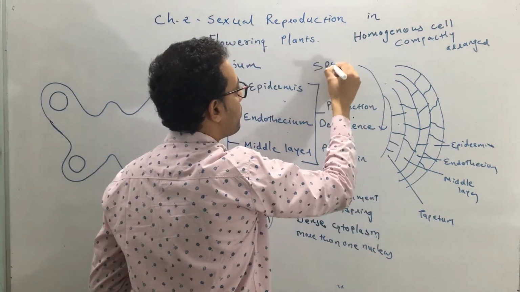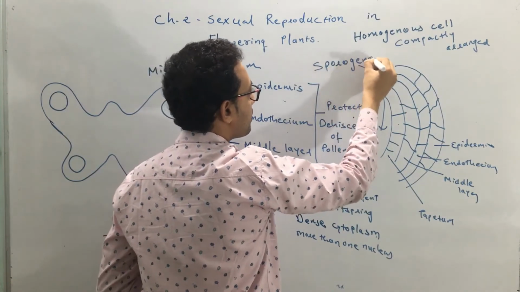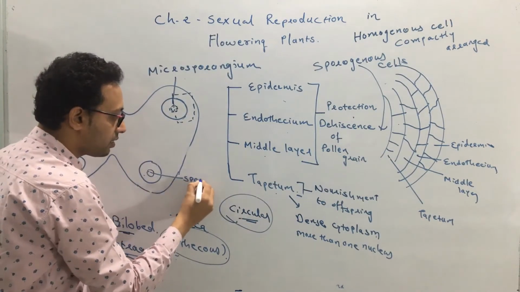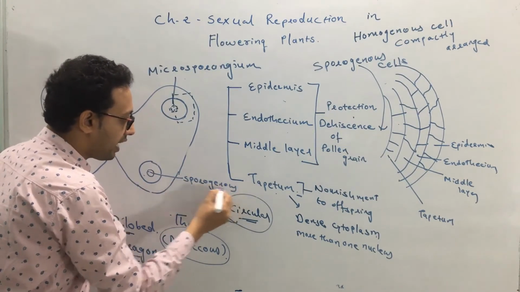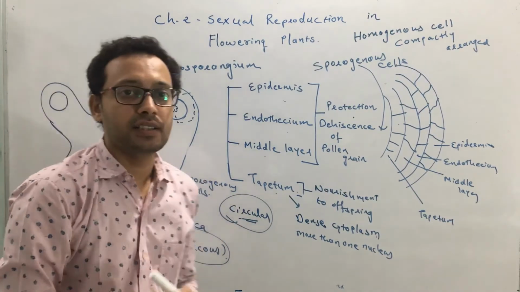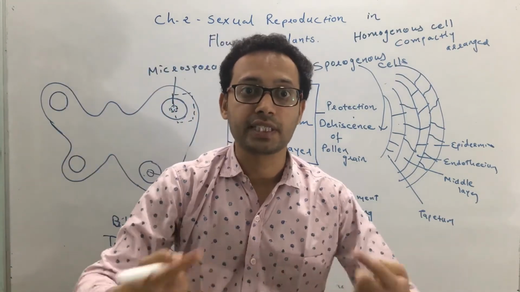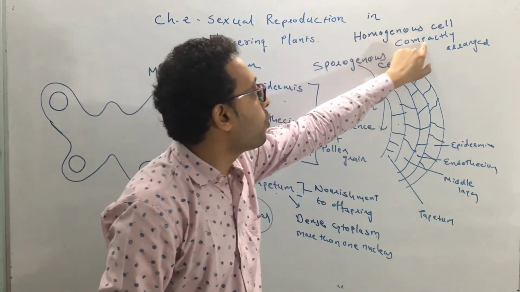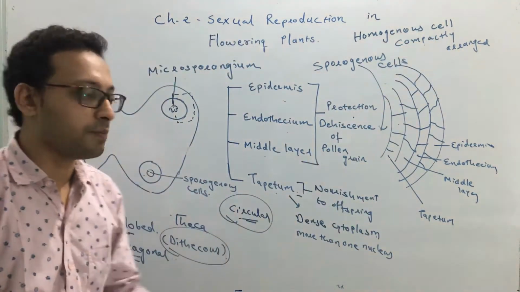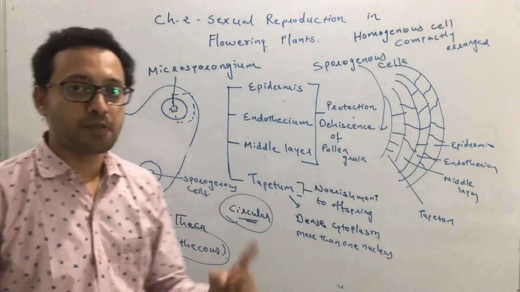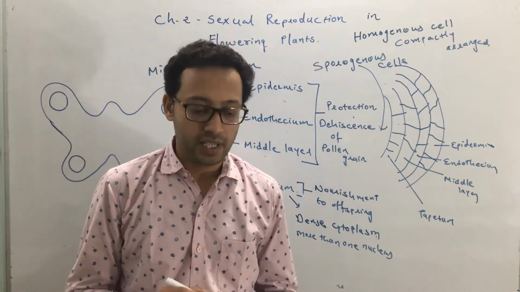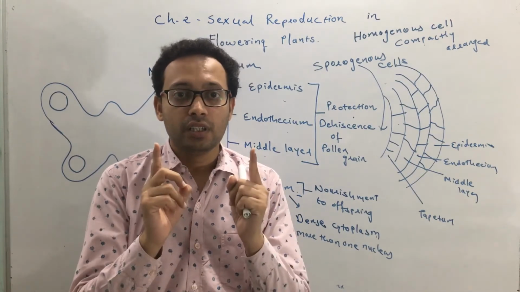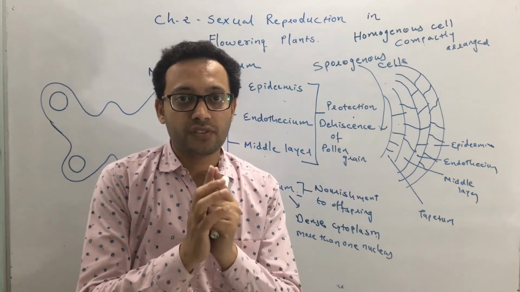These are called sporogenous cells. What are they called? Sporogenous cells. These sporogenous cells can be found when the anther is young, when it is developing, when it is growing. At that time, in the center of the microsporangium, you can observe compactly arranged homogeneous cells. Remember, they are observed when it is young or growing. Clear? So that is all about the characteristics of the internal structure of the anther.